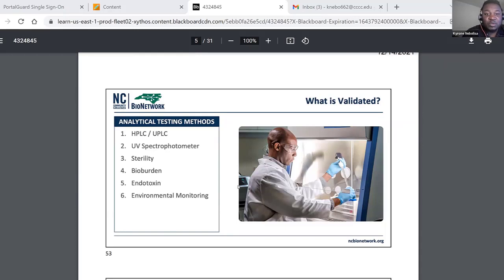So going into your analytical testing methods, what is validated? This includes HPLC, UPLC, UV spectrophotometer, sterility, your bioburden, endotoxin, and environmental monitoring. I'm not the most experienced in the QC aspect, but as you're going through your processes, you'll notice a lot of talk about bioburden, endotoxin, environmental monitoring, HPLC, UV, all these things that you hear about. Again, they need to be validated to ensure that they intend to do what they are supposed to do.